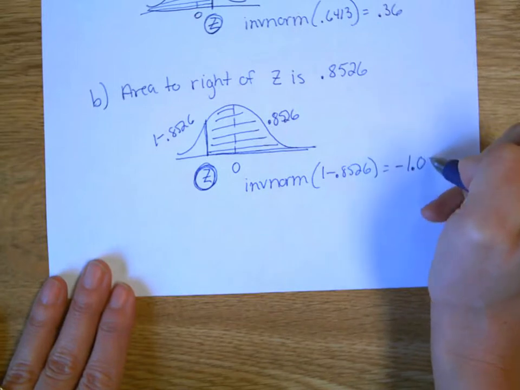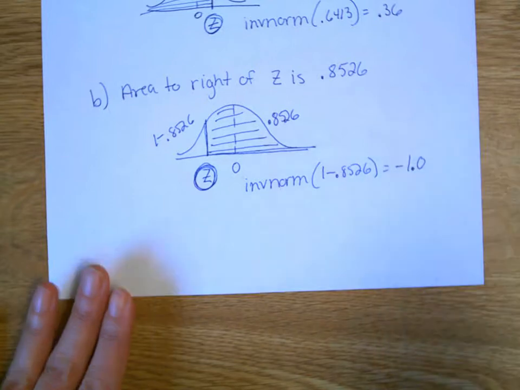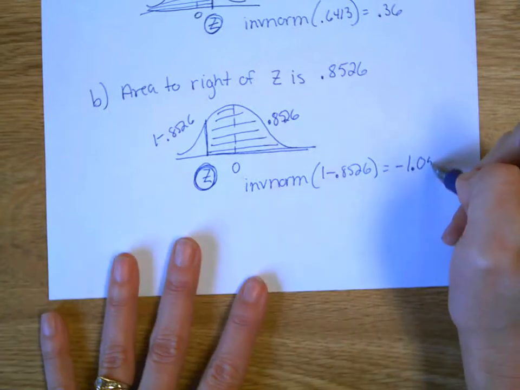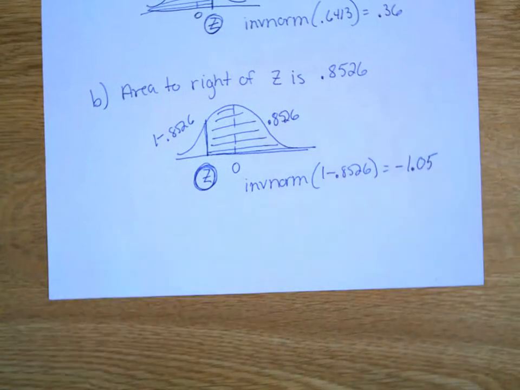Negative 1.07? Who's correct? Mine says negative 1.047. Yeah, mine too. So negative 1.05 then. Okay, check. 1 minus .8526. Yep, negative 1.05. So a little over 1 standard deviation below the mean. Did you type something wrong? Yeah, I think so.